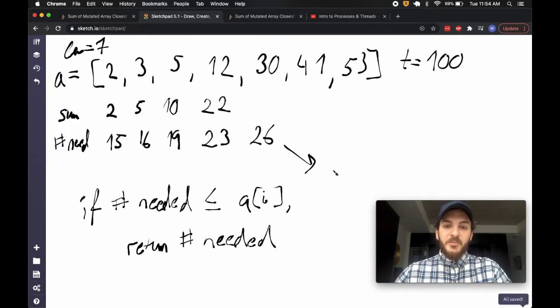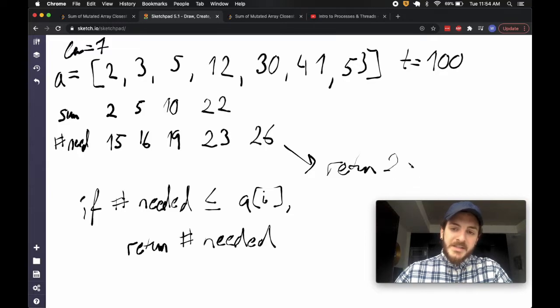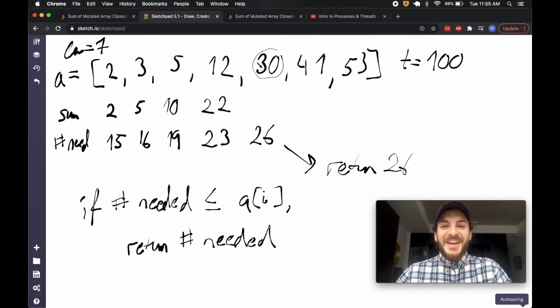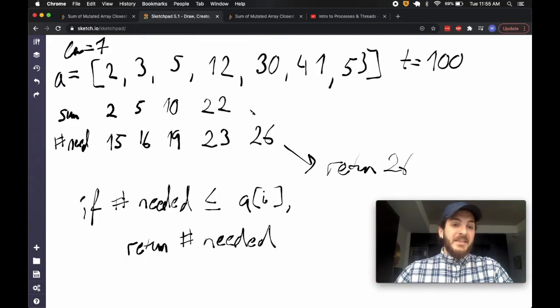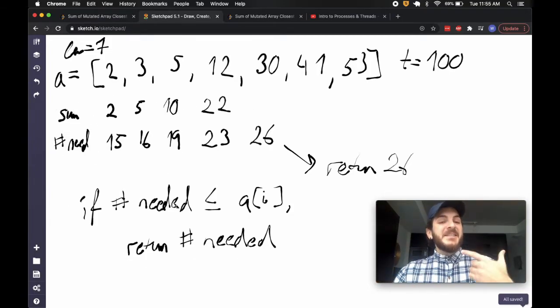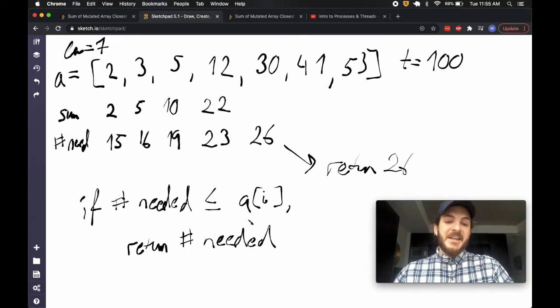So at this point, we're done. We stop off. We return 26 because the number needed is less than or equal to array at the index I as we're walking through. So this is really the crux of it. We need to A, sort, and then B, keep a sum in this number needed, trailing as we go. And the second we see that our number needed is less than the array at I, we're going to return that number that we need. And that's all there is to it.